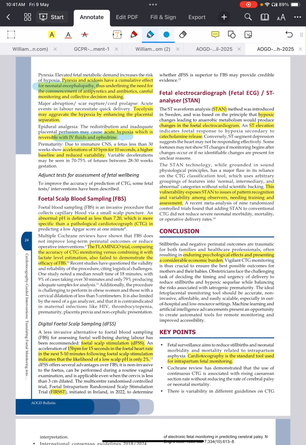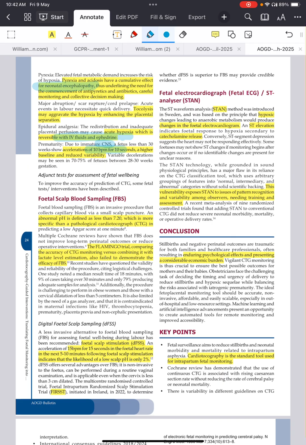Okay. Prematurity also. See, generally in term we'll say 15 beats for 15 seconds, but in premature you'll say 10 beats for 10 seconds. There's an immature CNS, and that also indicates that decelerations are present. Okay, fetal scalp blood sampling used to be done.